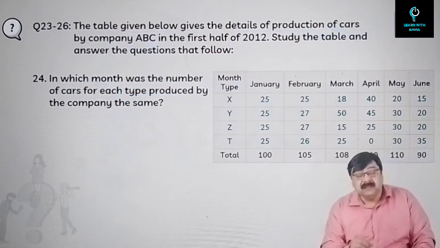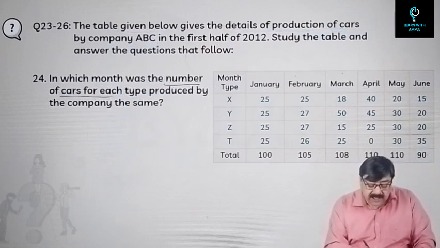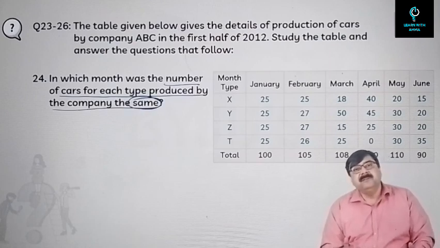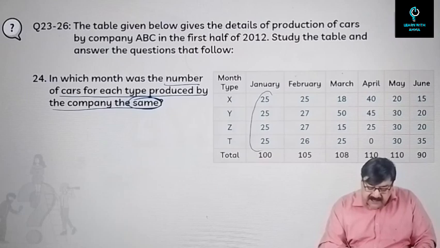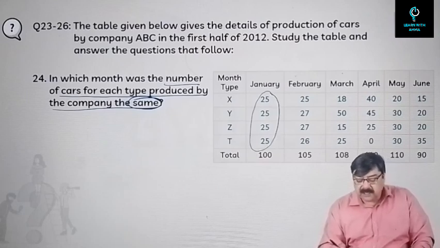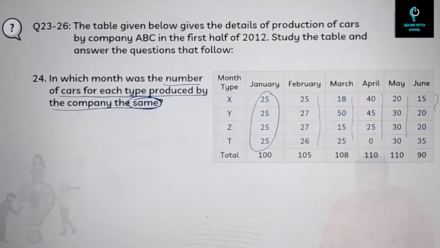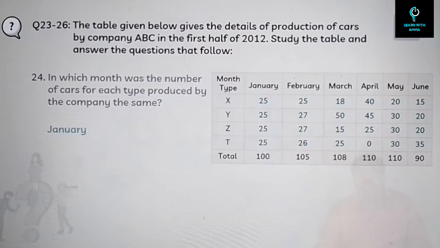Now, in which month was the number of cars for each type produced by the company the same? Again, an observation-based question. Very easily, it can be observed that in the month of January, the number of cars produced for each type happened to be the same. That is 25 in each case: 25, 27, 26, 18, 50, 40, 45. No other month actually exhibits this particular characteristic. So quite simple for us to observe and answer the question.